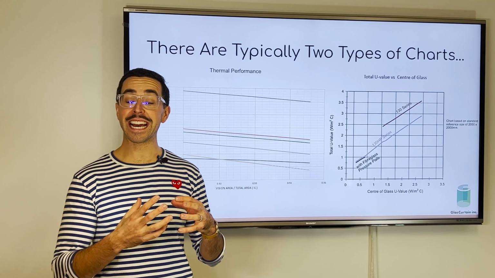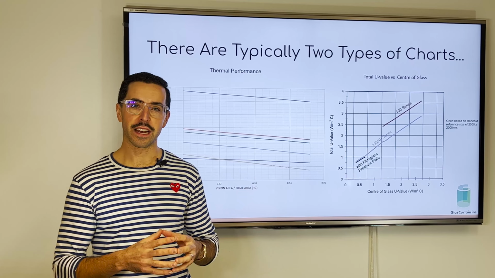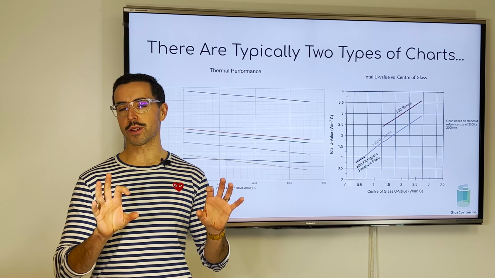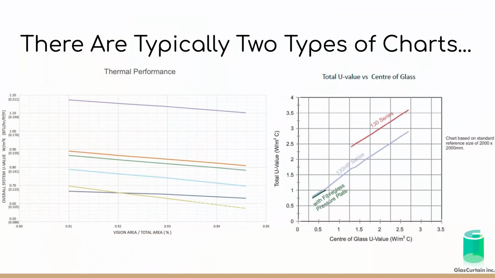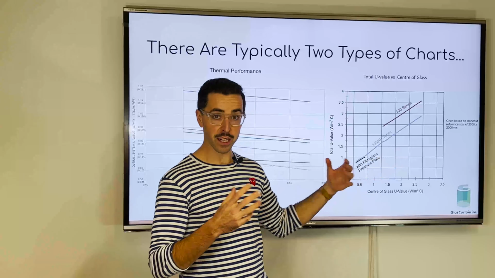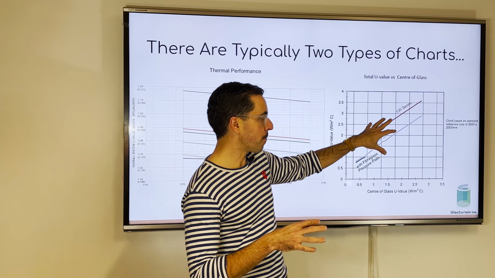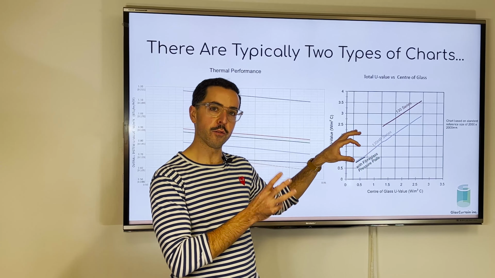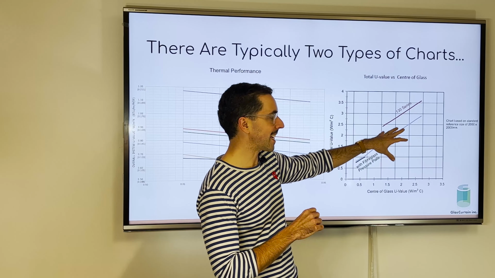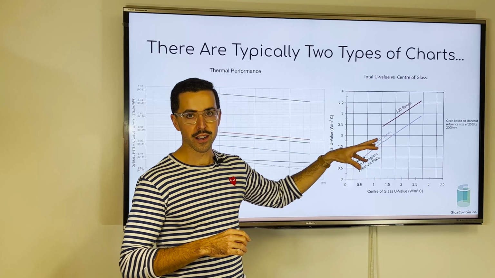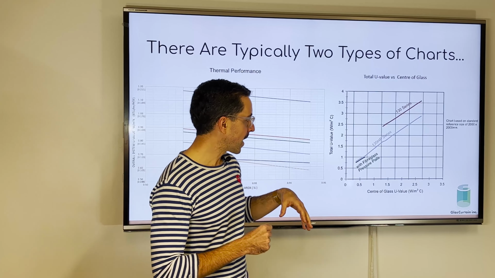And then once we have all the data, now it's time to visualize it. And there are, broadly speaking, two ways to visualize the data. There's the kind of chart that we typically use, the GlasCurtain, on the left, where we're using an x-axis of vision area divided by total area. And there's the kind seen on the right, which has a center of glass U value. But this is the challenge, or the limitation, of this system: they're really one per frame size. You have one chart per frame size. So this is based on standard reference 2 meter by 2 meter, or 2000 millimeter by 2000 millimeter.